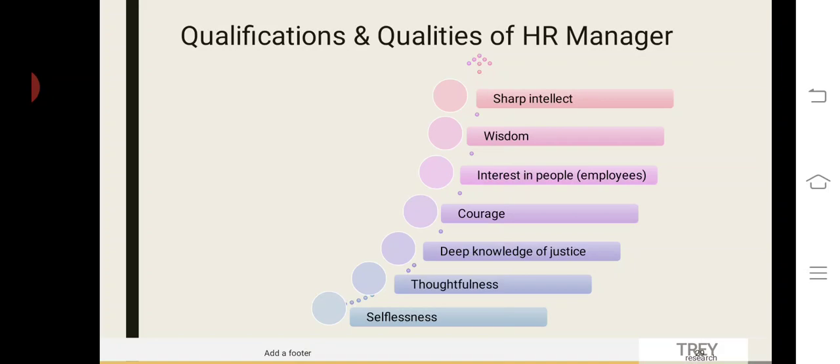So an HR manager has to be a kind of person who has empathy. Not sympathy, I am talking about empathy. Empathy means that you are able to think from the other person's point of view. So there has to be selflessness in the person. That is the first quality we are expecting from an HR manager. Then let's move to the second one, thoughtfulness.